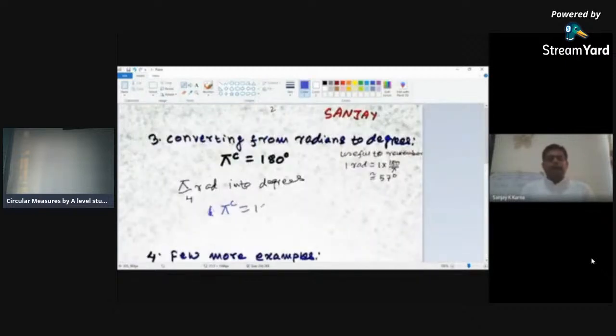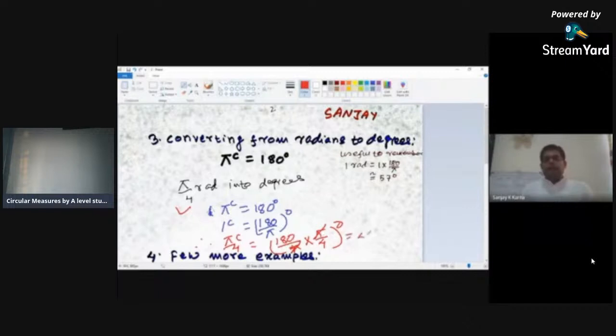Pi radian equals 180 degrees. So by using the unitary method, 1 radian equals 180 by pi degrees. Therefore, to convert pi by 4 radian into degrees, pi by 4 radian equals 180 divided by pi times pi by 4. Everything will be in degrees. Pi and pi cancel out, then you divide 180 by 4, and it will be 45 degrees. In this way, we can convert radians into degrees also.